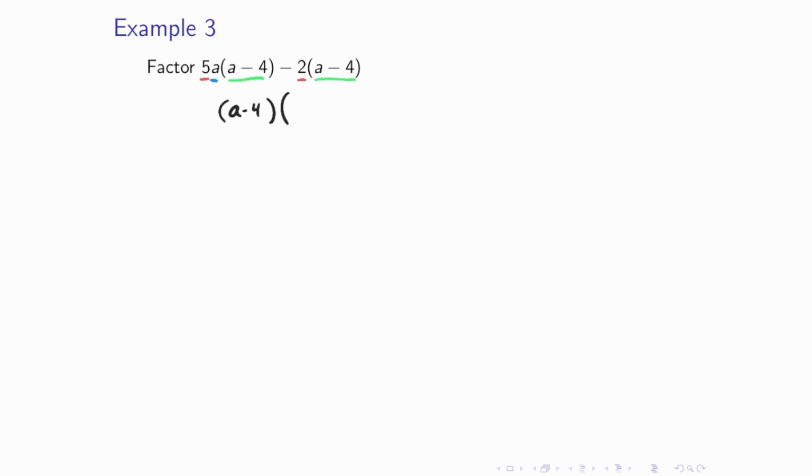Now, what will we have left over from each term once I've removed that? So if you remove the a minus 4 from the first term, you're left with 5a. And if you remove the factor of a minus 4 from the second term, you're left with simply negative 2. And that's it. If you were to distribute this a minus 4 back, you'd have 5a times a minus 4 minus 2 times a minus 4. And that's it. And that's factoring the greatest common factor from a polynomial.